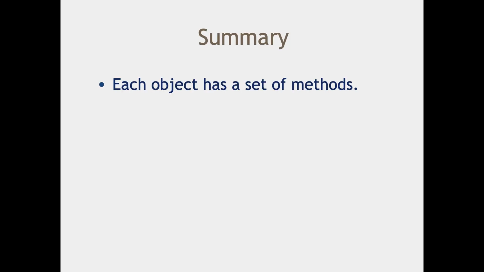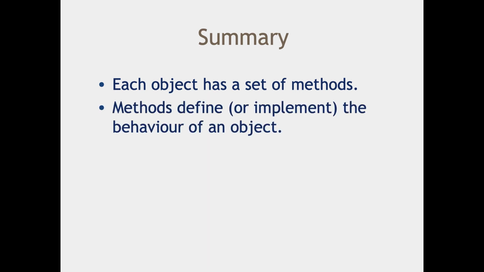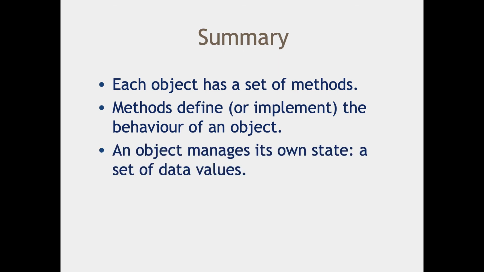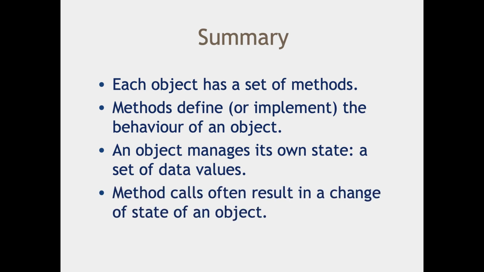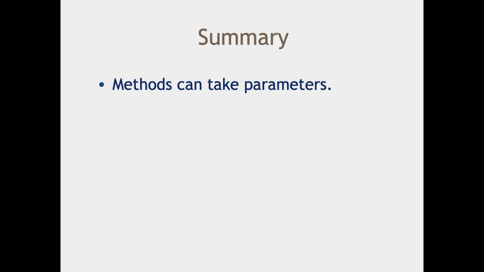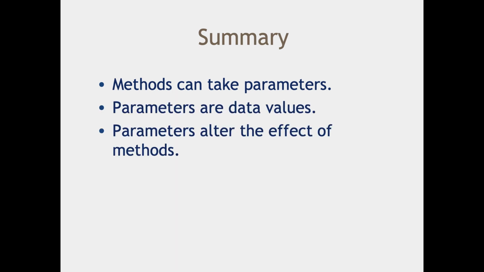Let's summarize what we've seen so far. Each object has a set of methods, and methods define or implement the behavior of an object. An object is responsible for managing its own state, and that state consists of a set of data values. Method calls often result in a change of state of an object. Methods can take parameters, and parameters are data values. Parameters alter the effect of methods.